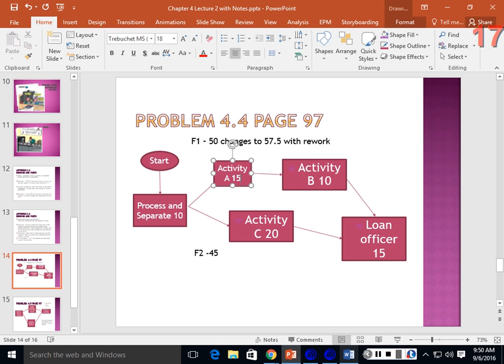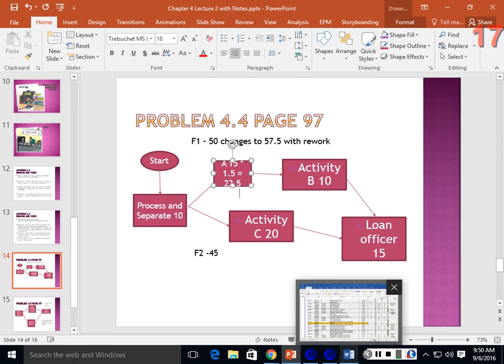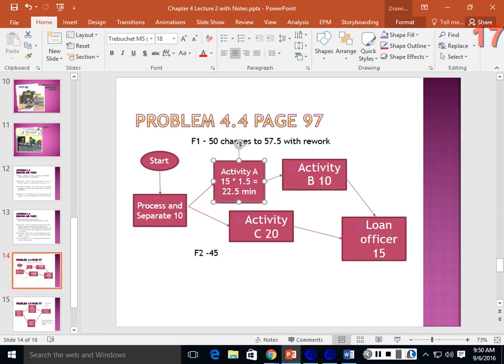You multiply by the amount of visits or rework. So rework is if units have to go through multiple times. So we're saying we have units that have to go through, so it would be 1.5, right? If I take 15 times 150%, that's going to be 22.5 minutes. So that increases the time by 7.5 minutes on the critical path, right? Because that's on the critical path.